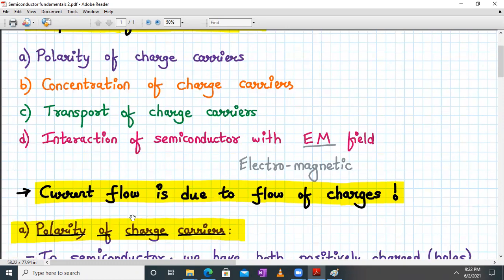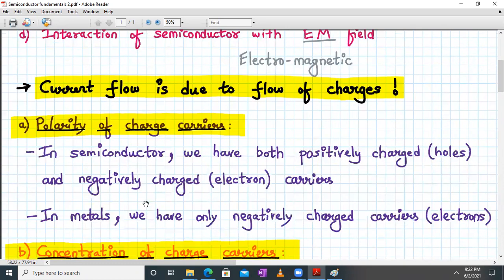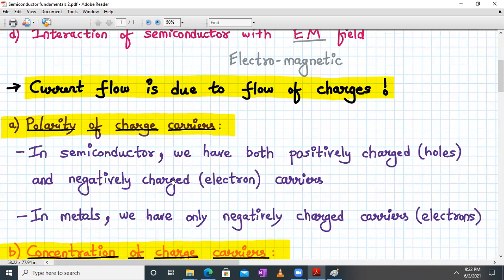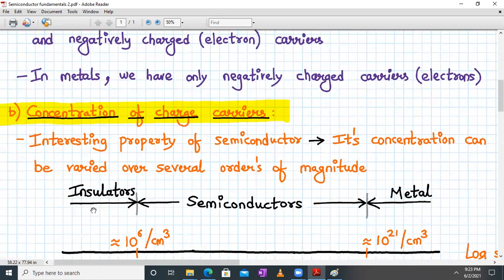So let us start with polarity of charge carriers. In metals, we have negatively charged carriers only, that is electrons. We have only electrons. Whereas in semiconductors, we have positively charged holes and negatively charged electrons. We have both the charge carriers in semiconductors. So that's the basic difference between semiconductor and metals. Okay. So next we'll start with concentration of charge carriers.